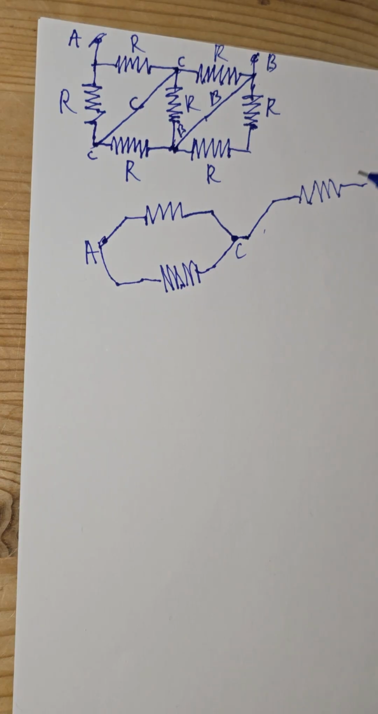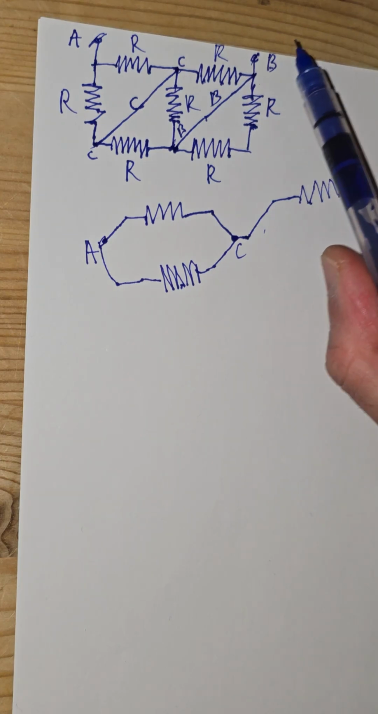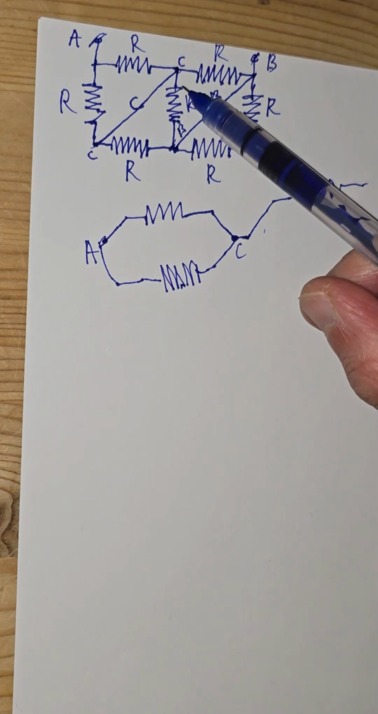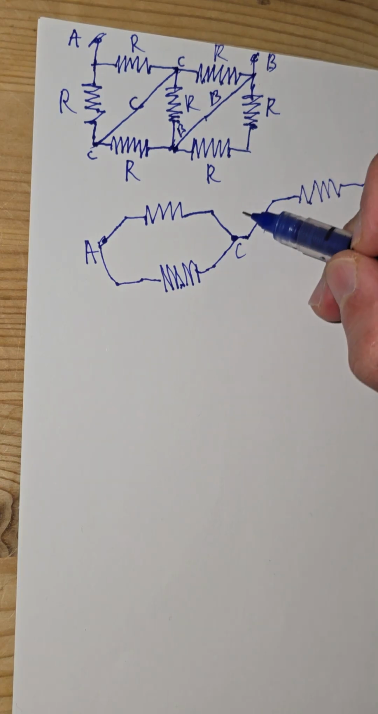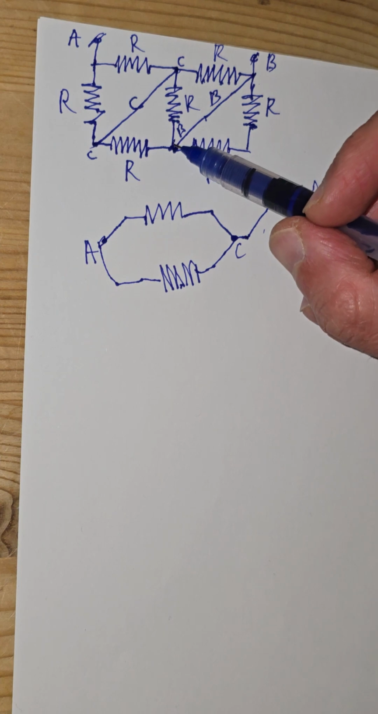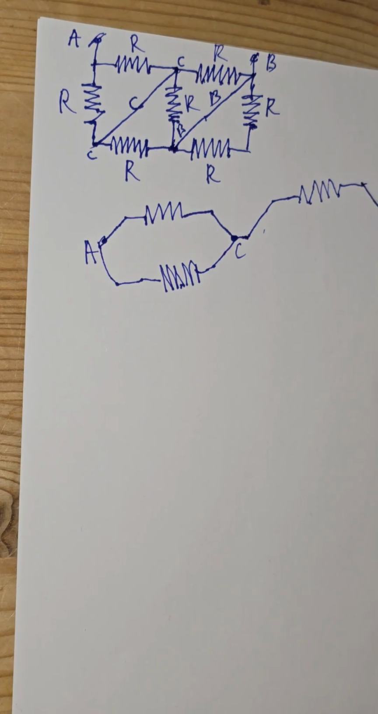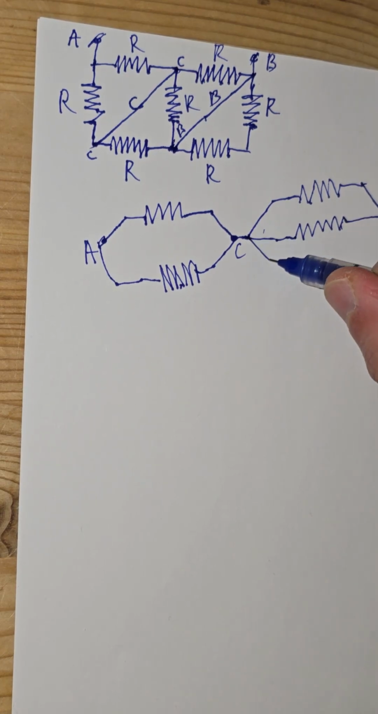So here these three resistors, with one end they are connected to C, with the other end they are connected to B. Here the two ones, this one and this one, and here the third one. Now let's redraw it. This is the second one. And this is the third one.